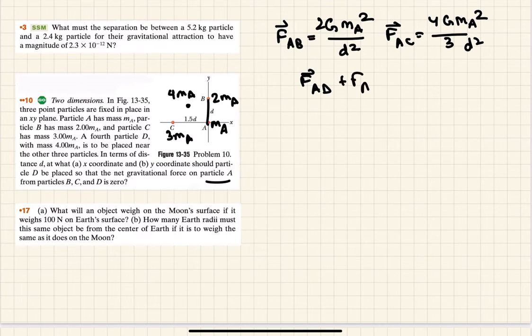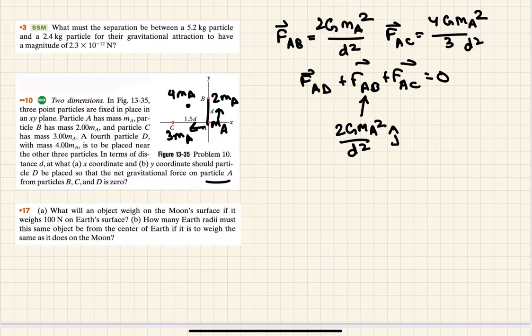But I think an easier way would just be saying, well, we know the other two, so just add all them up, and that should be equal to 0. What's nice in this case, not going to be in every case, is that AB is strictly upwards, and AC is strictly to the left. And so we can break AD down into two different variations. We know that the x forces have to cancel and the y forces have to cancel. You can replace this with 2 G mA squared over d squared j hat, because we're using the i hat j hat notation, which gives us the vector form.